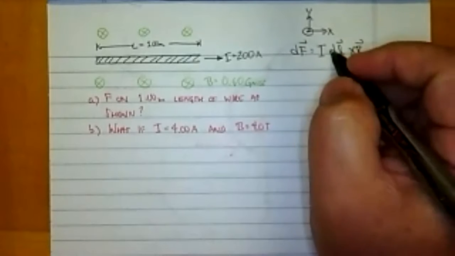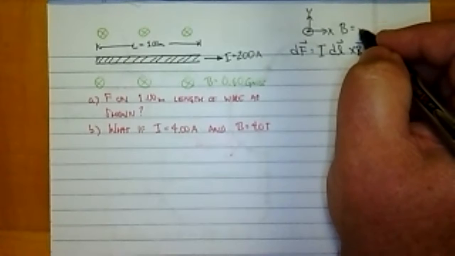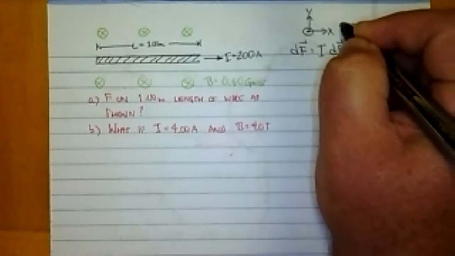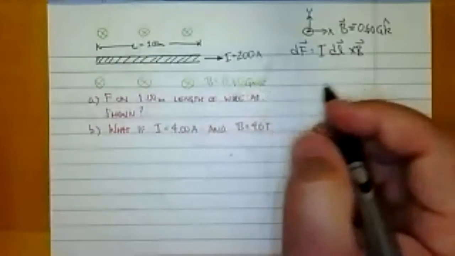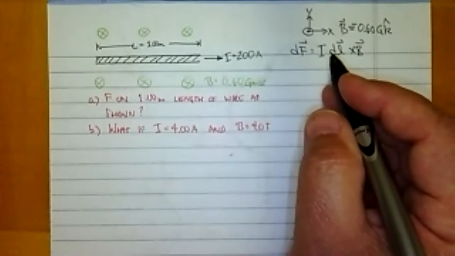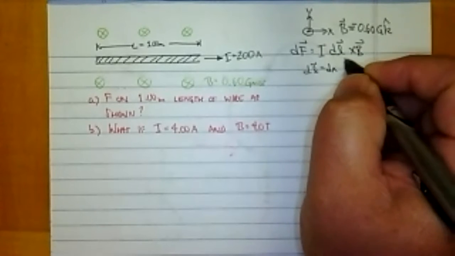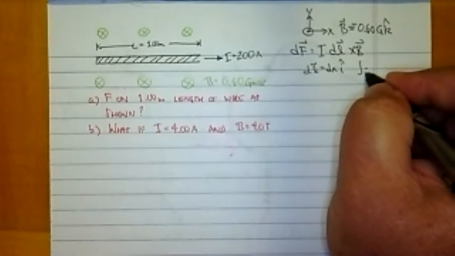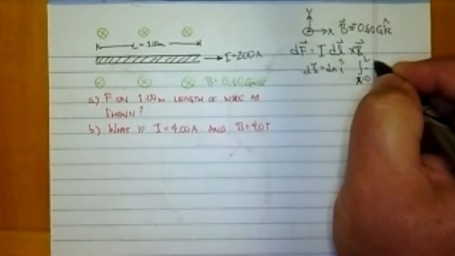If that's the case and we have a uniform magnetic field, then the magnetic field B would just be 0.6 Gauss in the negative k hat direction. So that would be the actual magnetic field. The dL in this case could just be dx in the i hat direction. And of course, we're going to integrate it from x equals 0 to L, which is just 1 meter.